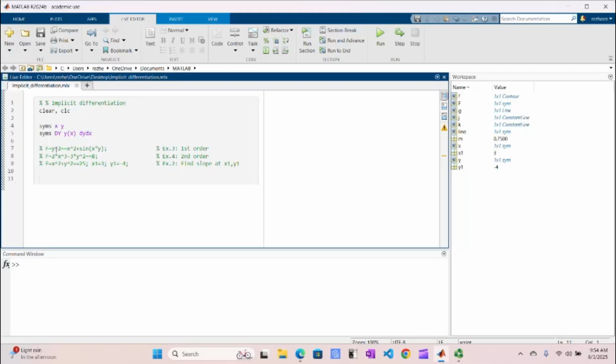I've put all the examples in there and commented what they are: example 3, example 4, and example 2. So that's the order we will be going by. All right, so let's go ahead and start.